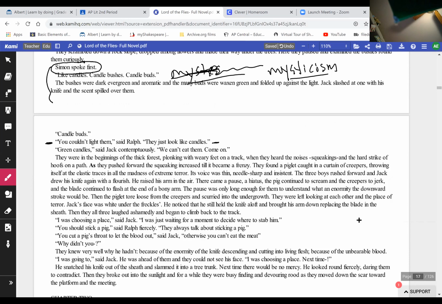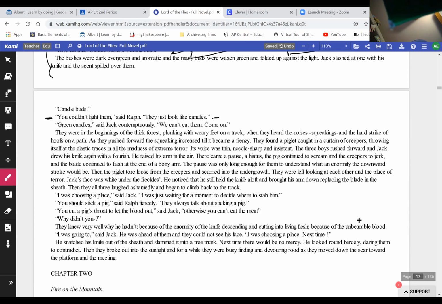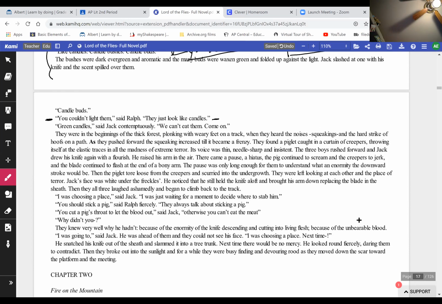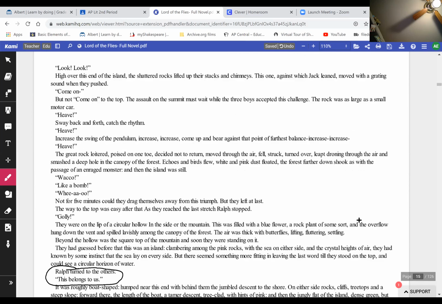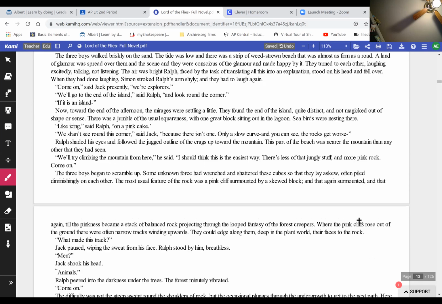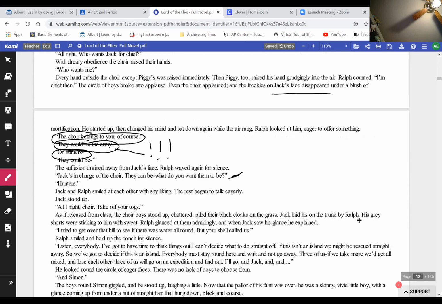Then we get to the situation of the pig. They come across this pig, a piglet caught in some creepers. These vine creepers are vines, by the way. They're jungle vines. And at that point, Ralph, I'm going to have to go back to that because it's something that I totally missed. Let me see if I can find it.